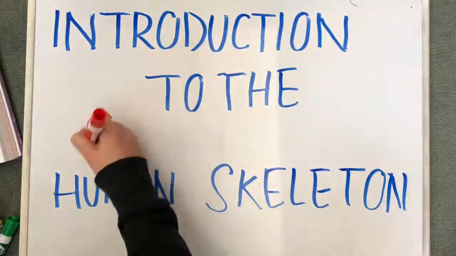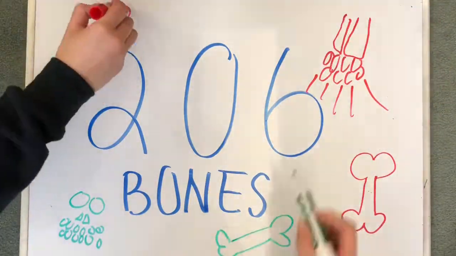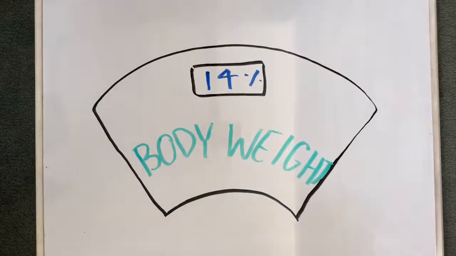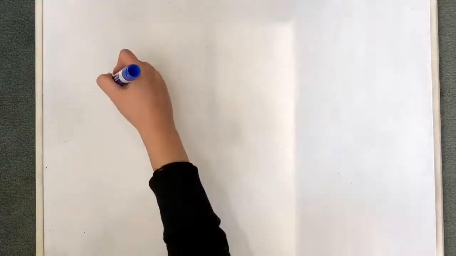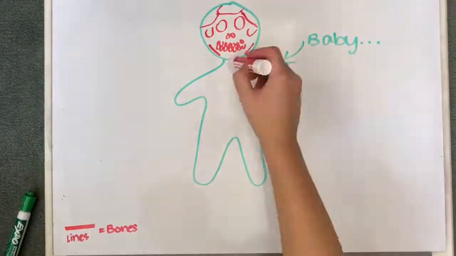Introduction to the human skeleton. The adult human skeleton is made up of 206 bones, accounting for about 14% of total body weight. At birth, humans start off with over 300 bones, but over time, several bones fuse together as growth takes place.